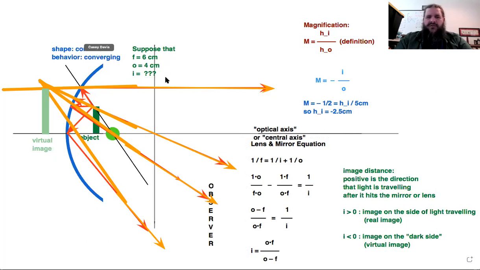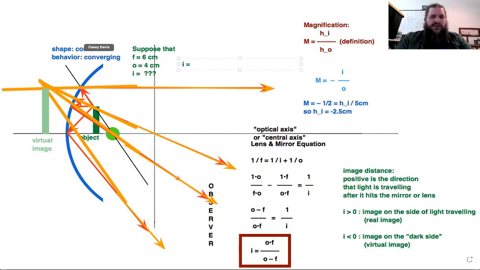And note that this should work for both lenses and mirrors, because the original equation works for lenses and mirrors. In general, if you're just trying to find the image, you can start here. You can start with I equals O times F over O minus F. And that's a very useful shortcut, because it means you can just plug in O and F and immediately get the value of I. Let's try that.